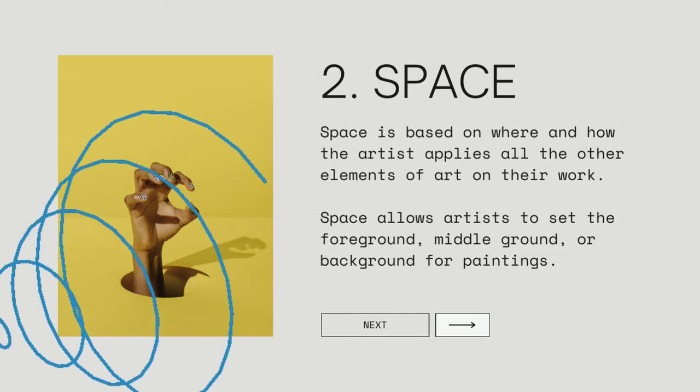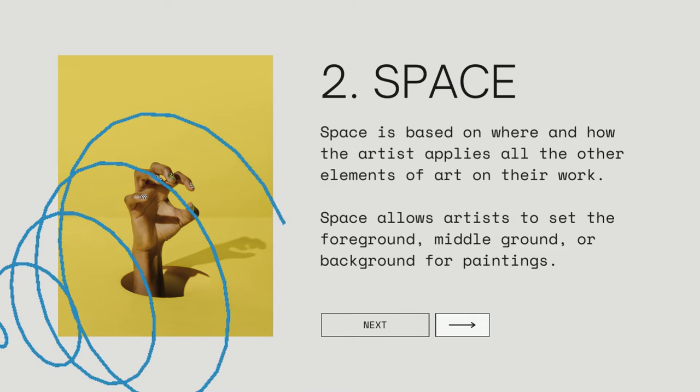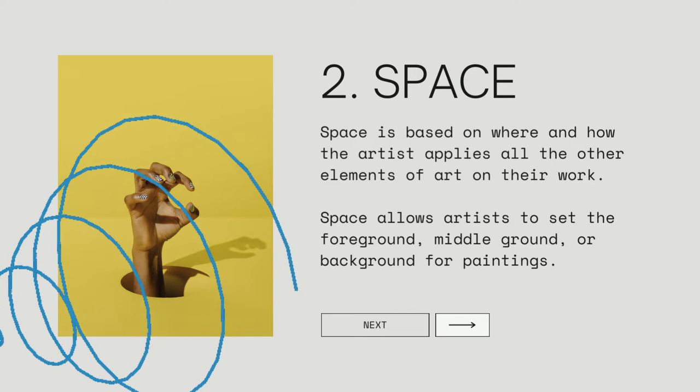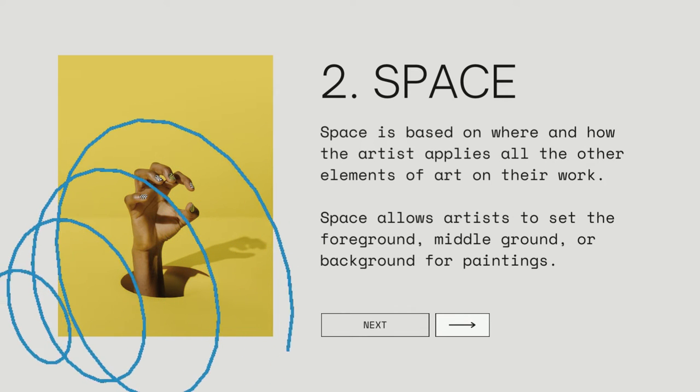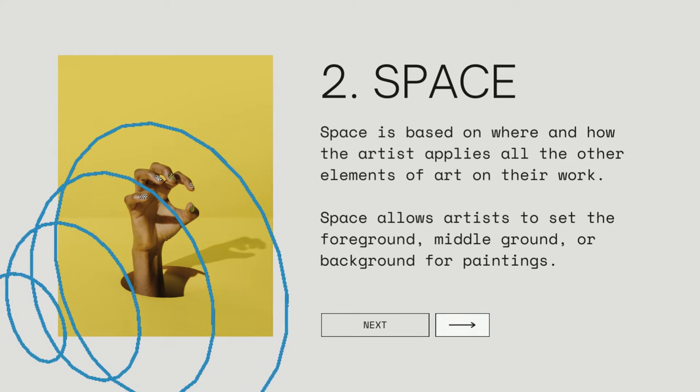Number 2, space. Space is based on where and how the artist applies all the other elements of art on their work. Space allows artists to set the foreground, middle ground, or background for paintings.